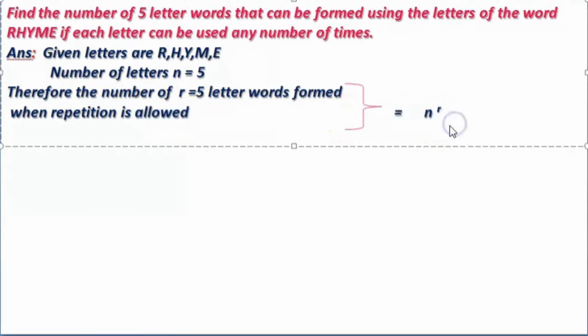Look here, the formula is n power r. So what is n power r here? 5 power 5. Since 5 letters are given and 5-letter words are to be created with repetition allowed, therefore, 5 power 5. Okay. Next problem. I will move into the next problem here.